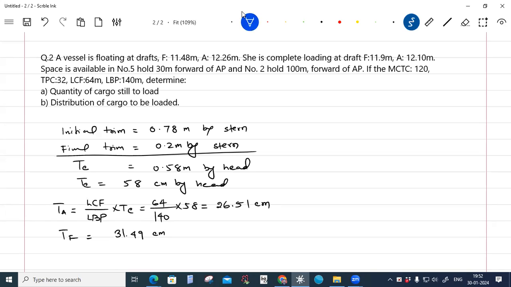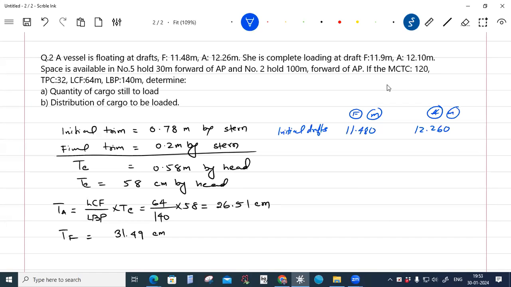What I will do now, we'll come back to the same question. This is the forward draft. This is aft draft. And in the forward draft, what is happening? Let's write the initial drafts. This is 11.480. This is 12.260. Everything is in meter, by the way. Don't confuse, because the units will play with you.